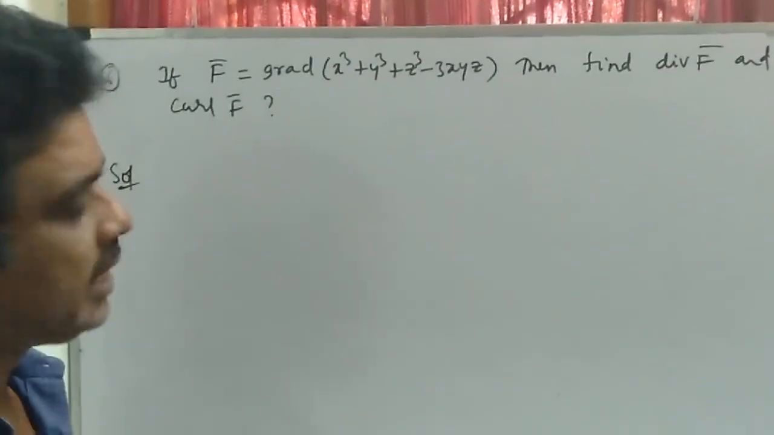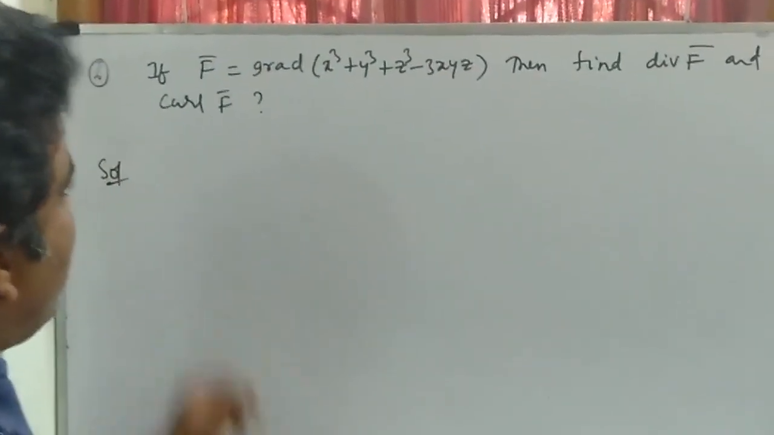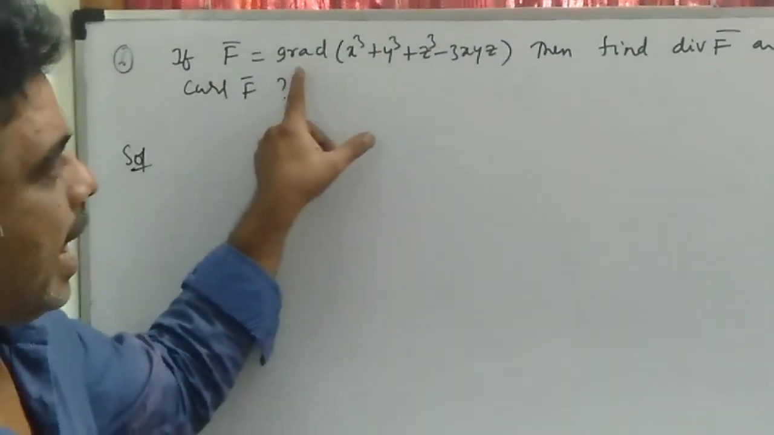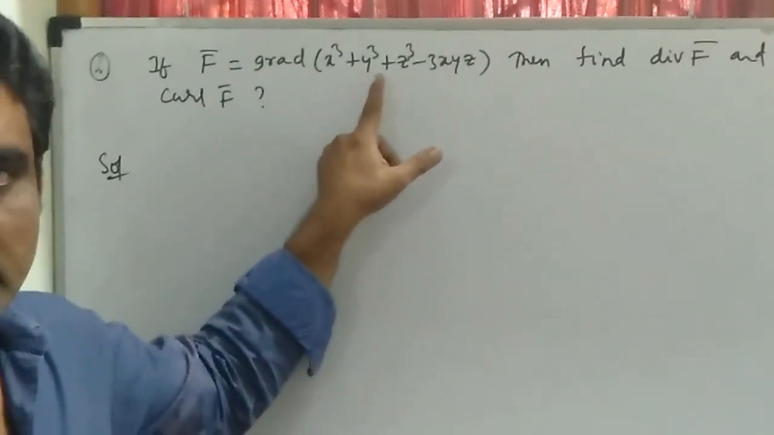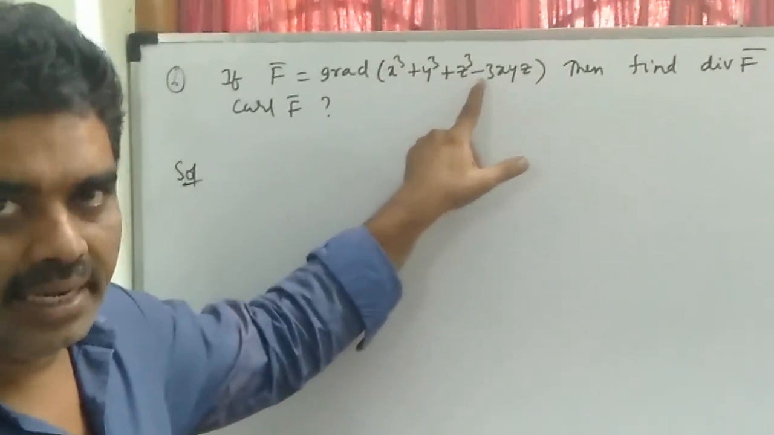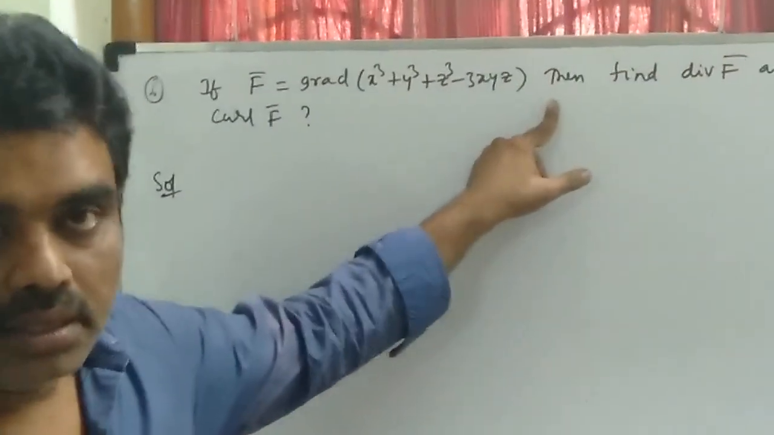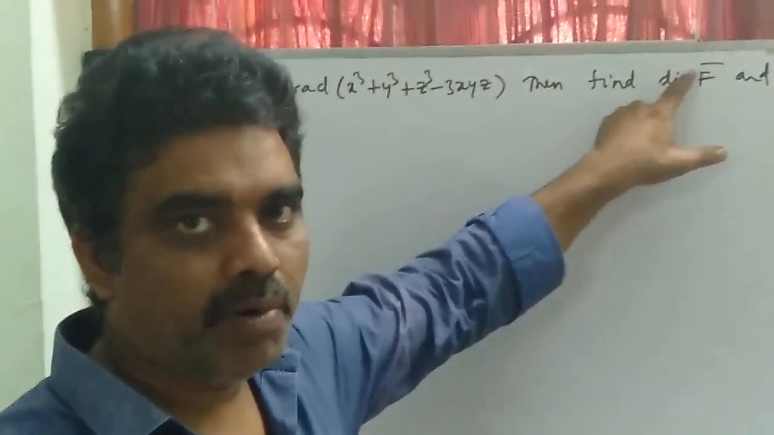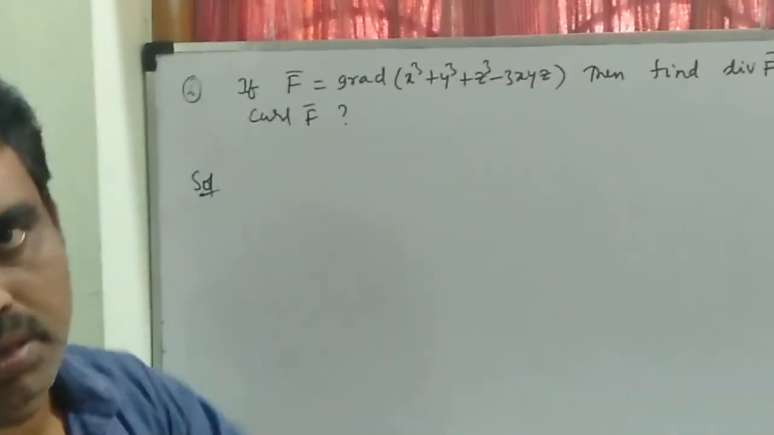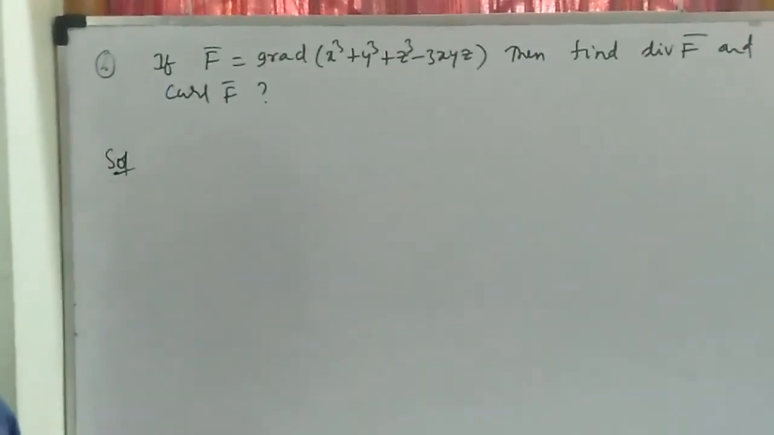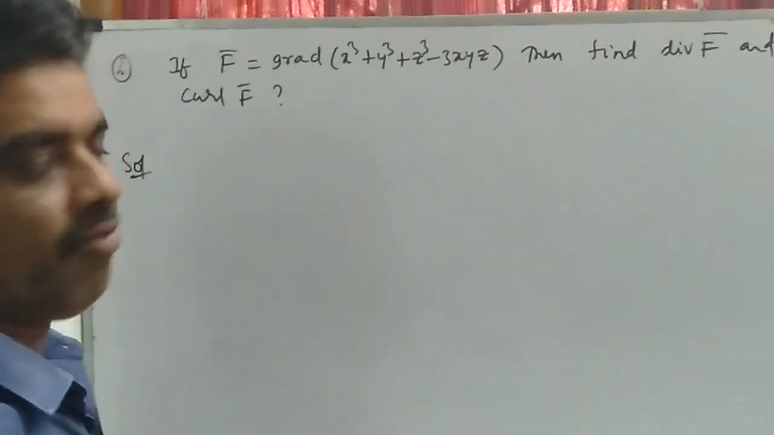Next, problem number 6. If f bar is equal to grad of x cube plus y cube plus z cube minus 3xyz, then find the divergence of f bar and curl of f bar. We have to find the two values, div f bar and curl f bar. First write the given function.